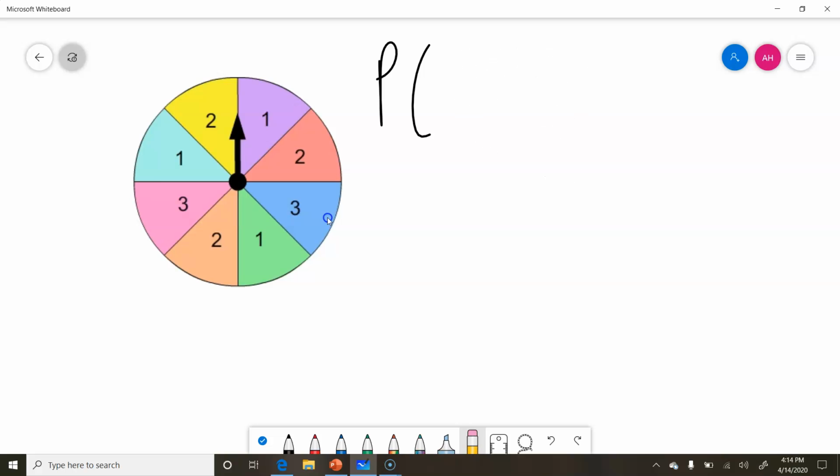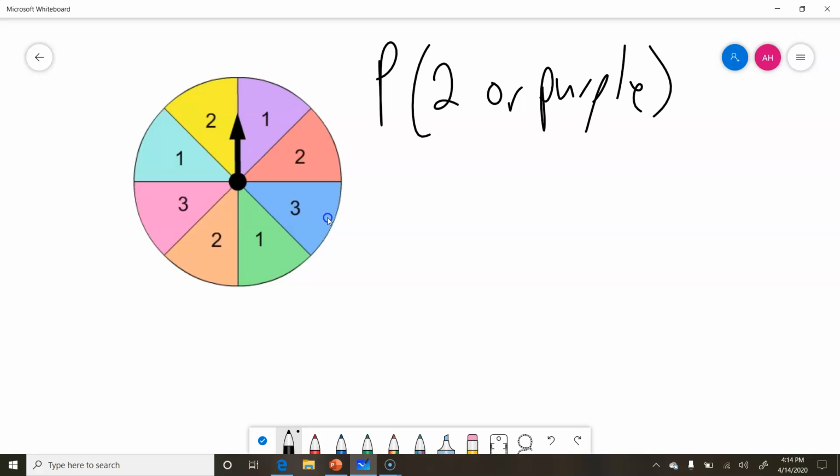You got it. Now, what if we say, what is the probability of something that has multiple things? So what if we have something that looks like this? The probability that we are going to get a 2, or that it's going to be purple. Now we have 2 things. Does everybody see that? We have a 2 and we have purple.